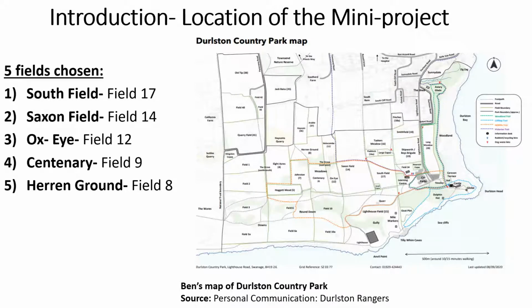To narrow it down more specifically, we chose to sample 5 particular fields around Delston, and these can be seen on the map here. We began with Southfield and moved on to Saxonfield, Oxeye, Centenary, and then Heron Ground. These are all in a relatively close proximity to each other and were chosen specifically to enhance the investigation.